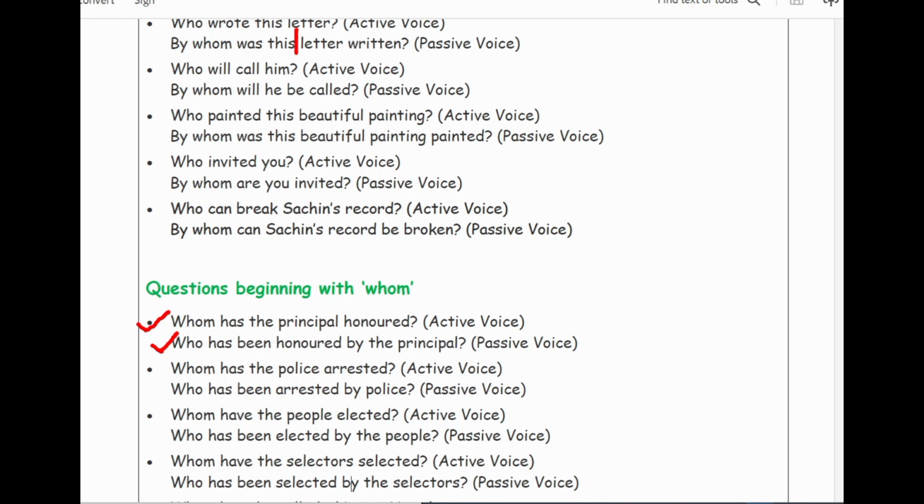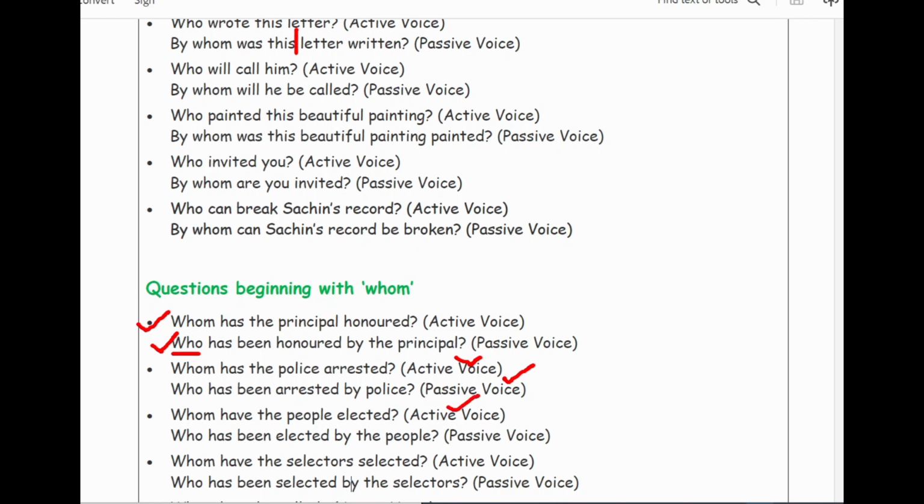Now, whom has the police arrested? Active voice. The passive voice is: who has been arrested by the police. This is for practice. Whom have the people elected? Active voice. And the passive voice is: who has been elected by the people.